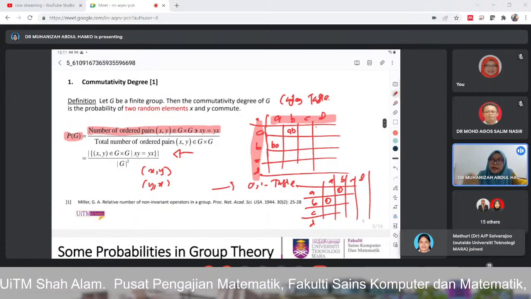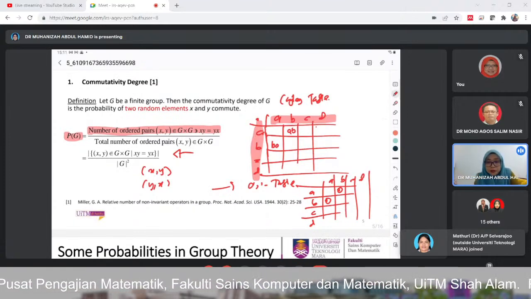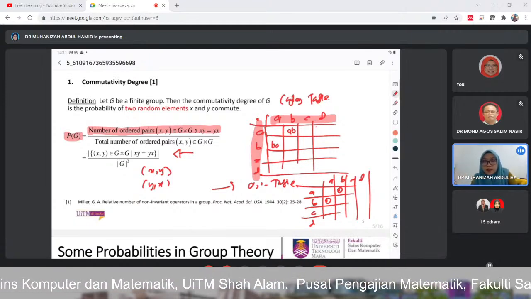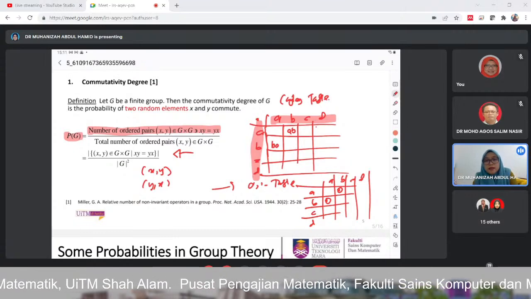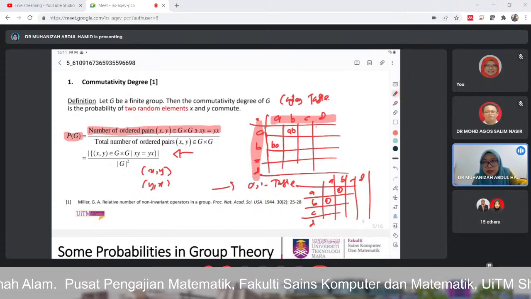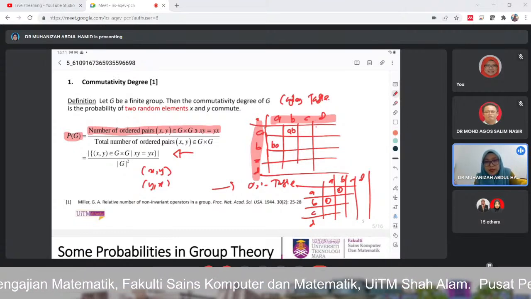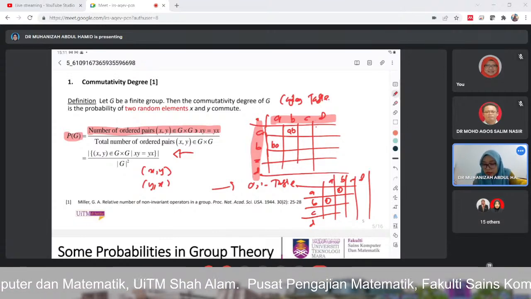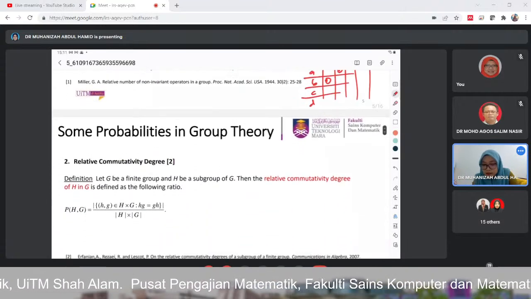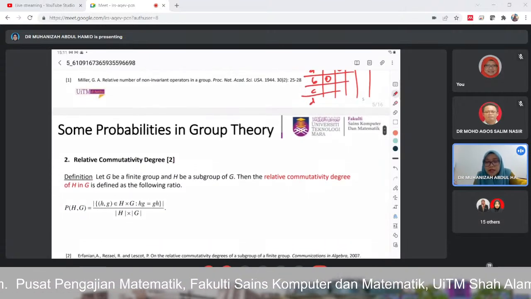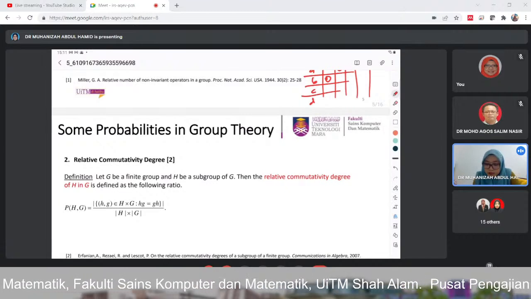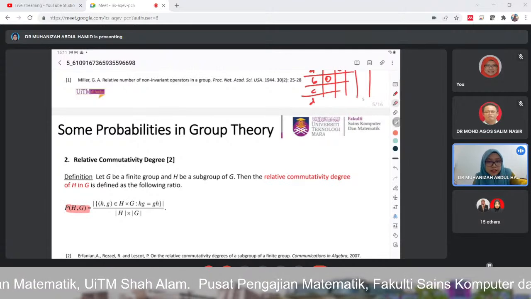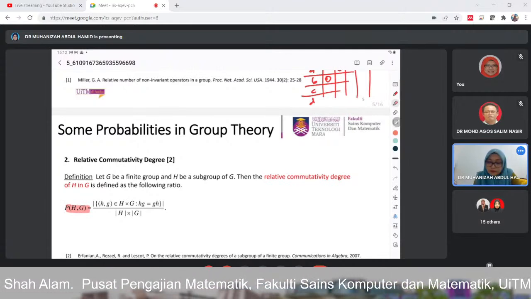The idea of commutativity degree was then investigated by Erdős and Turán. The result obtained encouraged many researchers to work on this topic, and various generalizations have been done. And the next probability we have is the relative commutativity degree, denoted as P of H, G.